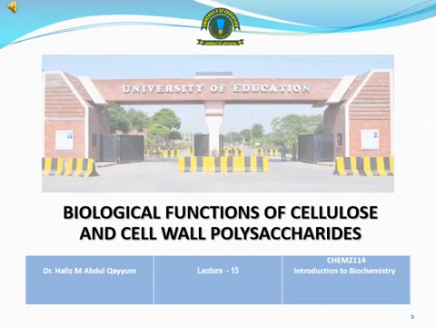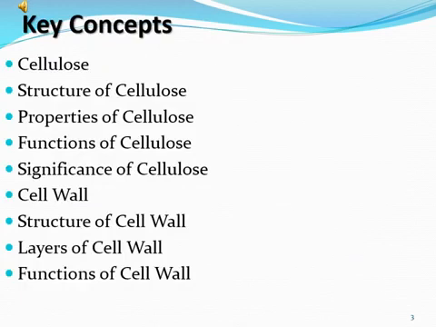Dear students, we discuss biological functions of cellulose and cell wall polysaccharides. First of all, key concepts. Key concepts consist of cellulose, structure of cellulose, properties of cellulose, functions of cellulose, significance of cellulose. Then after this we discuss cell wall, structure of cell wall, layers of cell wall and functions of cell wall.